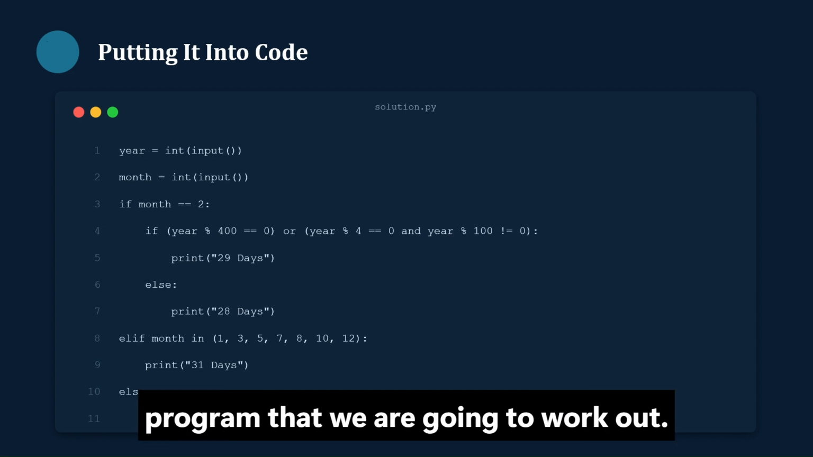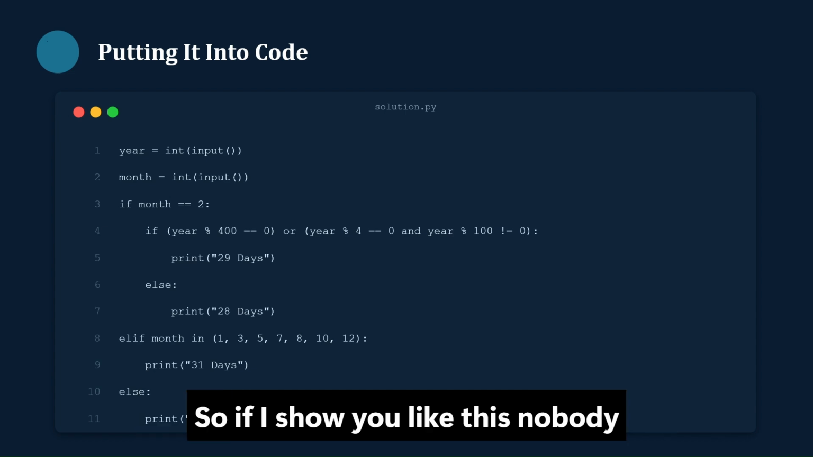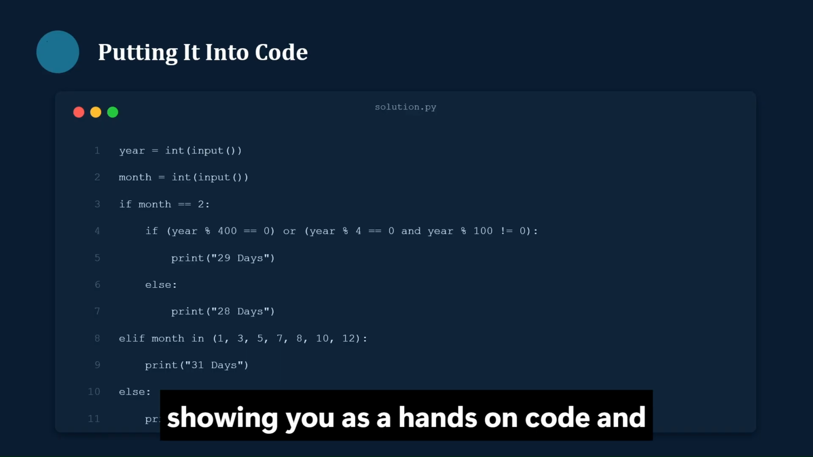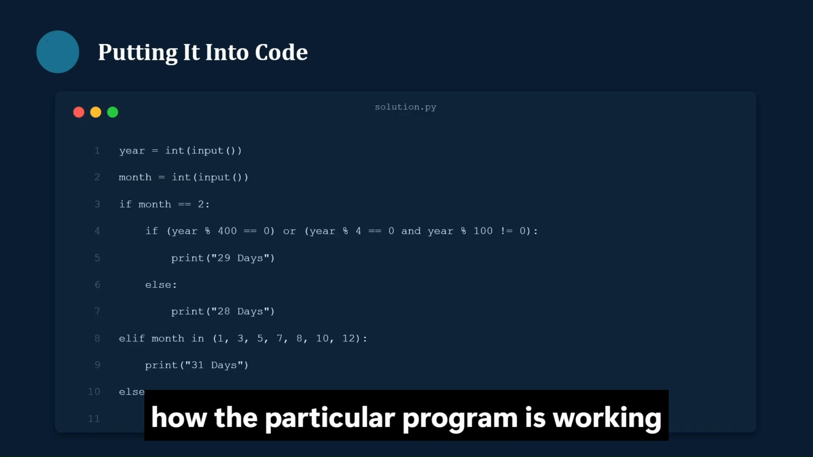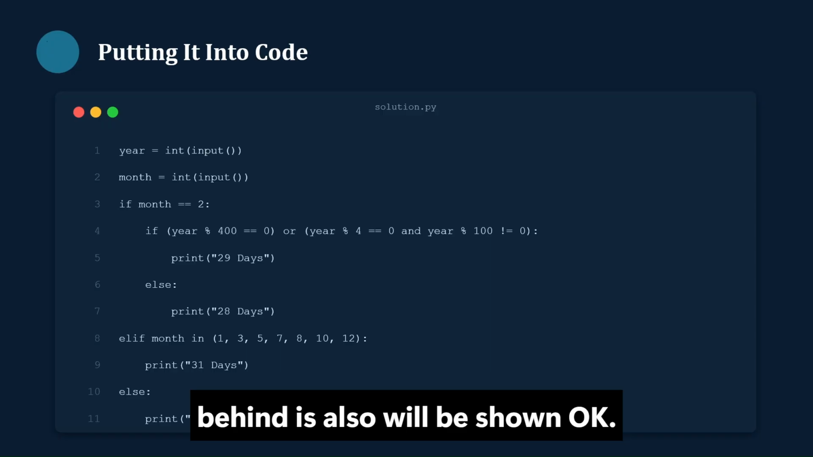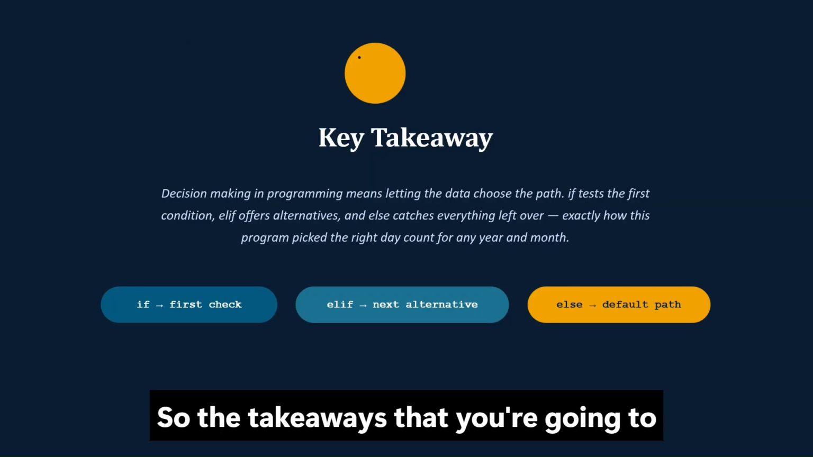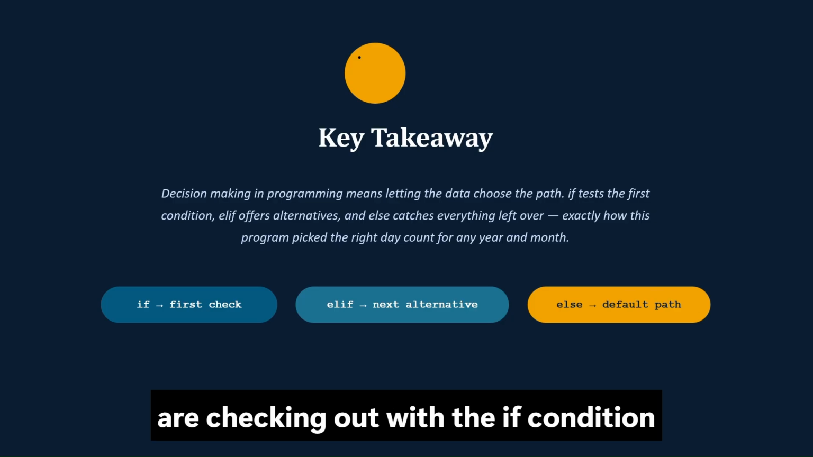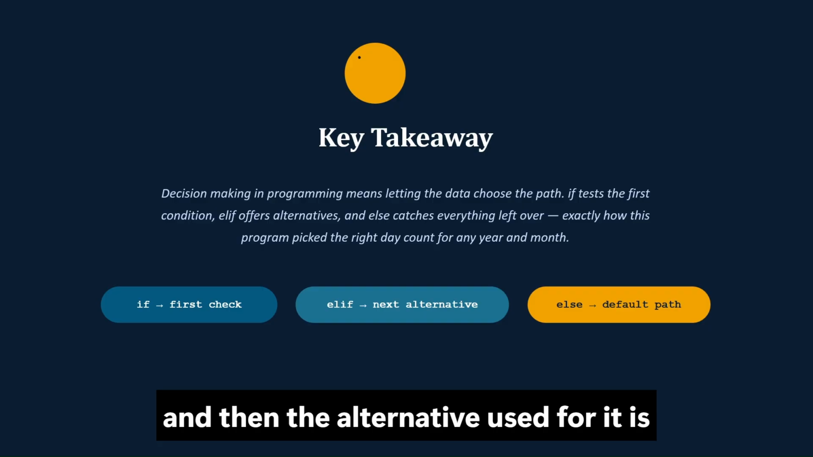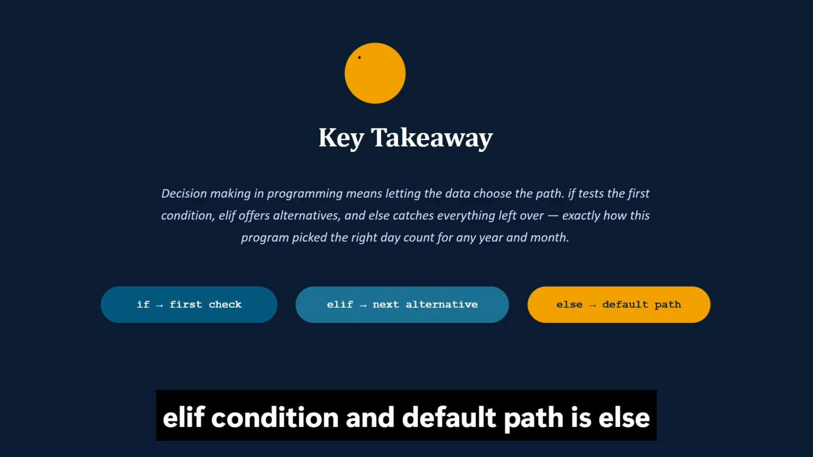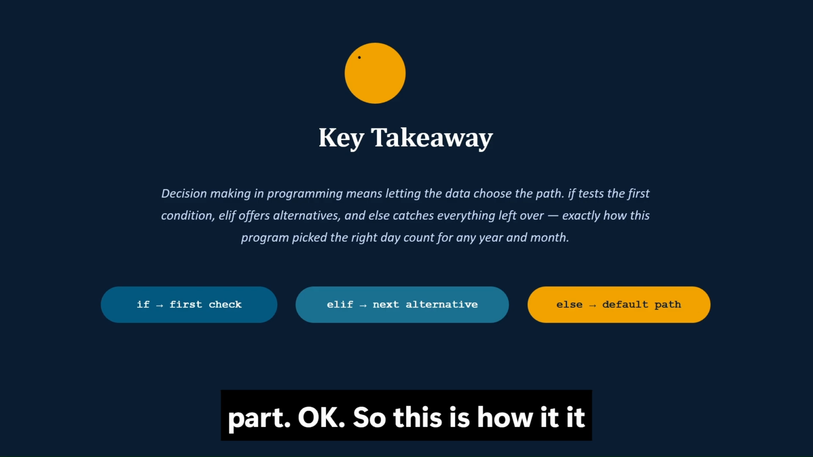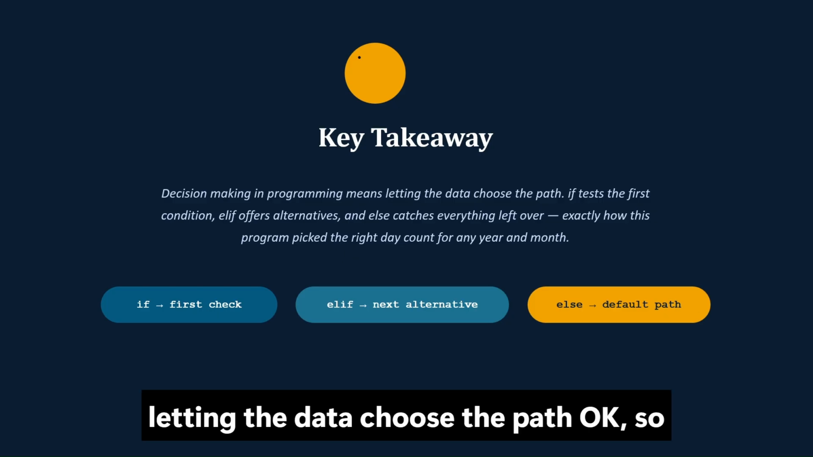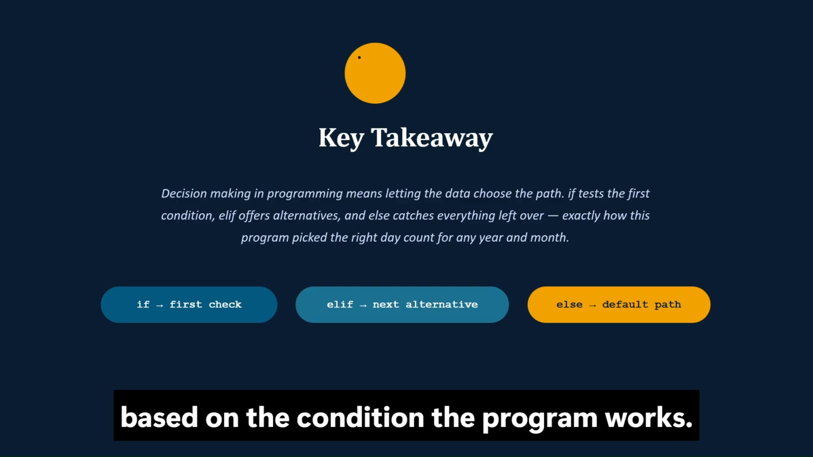So this is the program that we are going to work out. If I show you like this, nobody is going to understand, so I will be showing you as hands-on code, and how the program works behind the scenes will also be shown. The takeaways are: first we check with the if condition, then the alternative used for it is the elif condition, and the default path is the else part. So decision making means letting the data choose the path. Based on the condition, the program works.